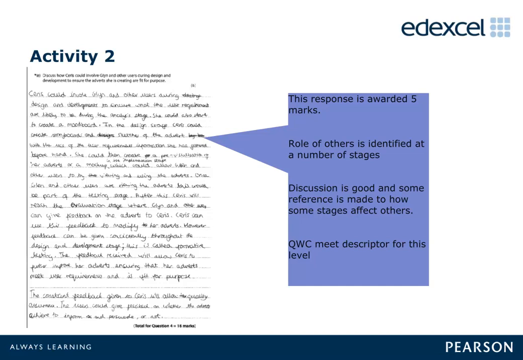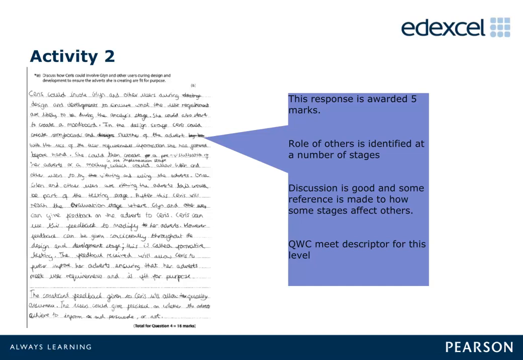This example is awarded 5 marks. The response refers to how others could have input into different phases of the design and development process, and makes some reference to how the stages are linked and impact on each other. The discussion is generally good, but the explanation of the link between stages is scarce. The quality of the content and discussion place the response at the bottom of mark band 3, 5 marks.